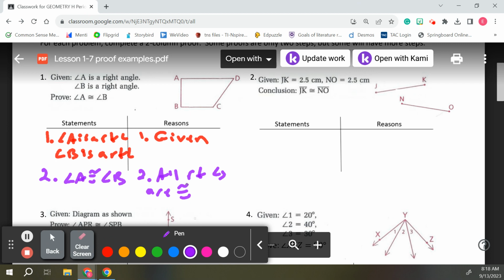So this is an example of a two-step proof. Two steps is usually here's your given statement, and then you can just go right into proving it because there's something there in the given. All right, let's take a look at example 2.